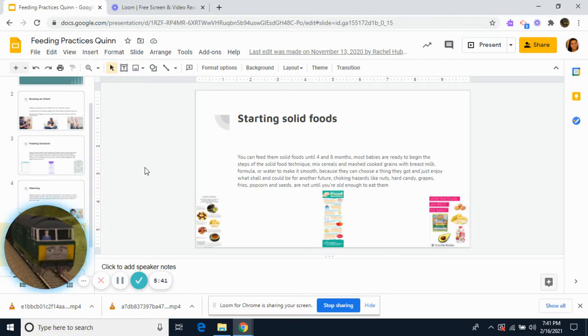All right, starting solid foods. You can feed them solid foods between 4 and 6 months. Most babies are ready to begin the steps of solid food. Make cereals and mashed cooked grains with breast milk, formula, or water to make it smooth. Choking hazards like nuts, hard candy, grapes, fries, popcorn, and seeds are not for babies until they're old enough to eat them, obviously.